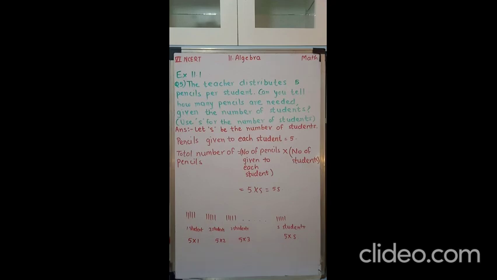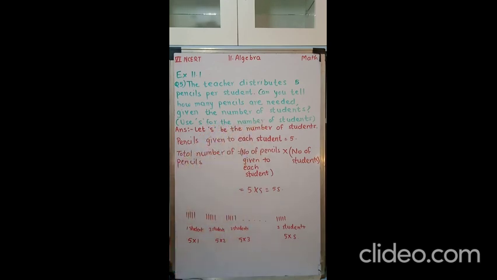So here we are solving class 6 NCERT mathematics chapter number 11 algebra exercise 11.1 question number 5. The question is that the teacher distributes 5 pencils per student. Can you tell how many pencils are needed given the number of the students? So the given thing is to use S for the number of the students.